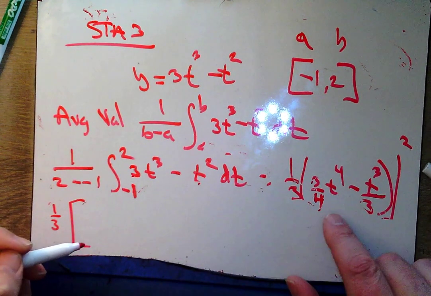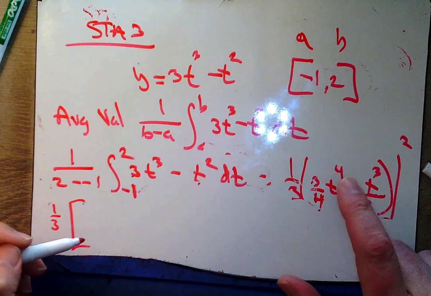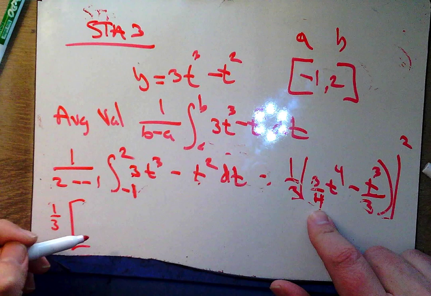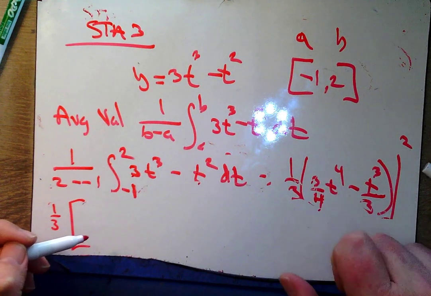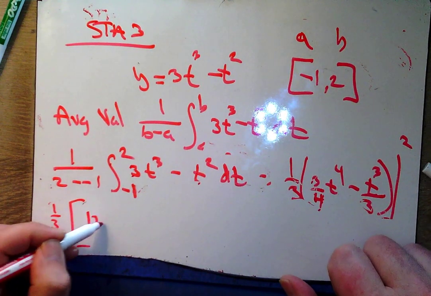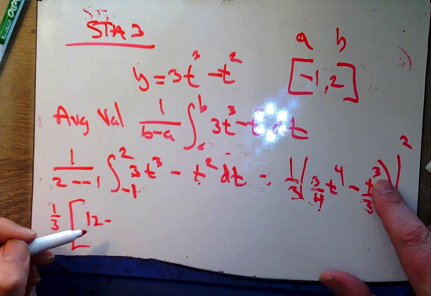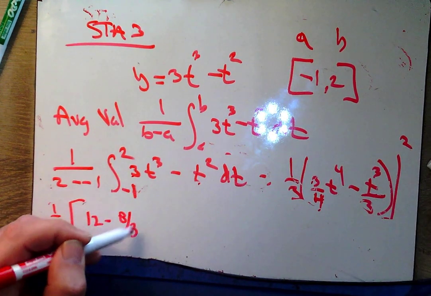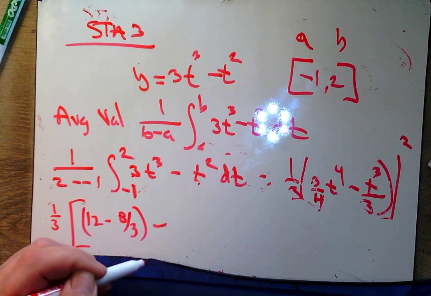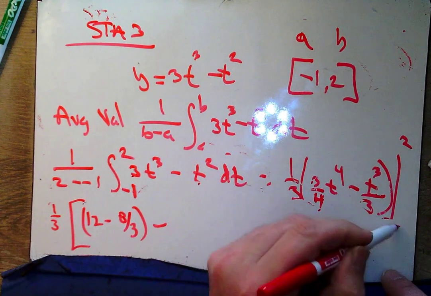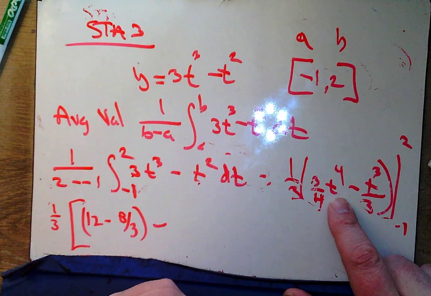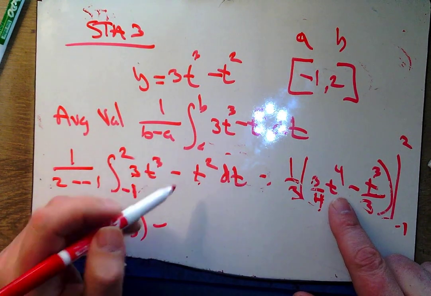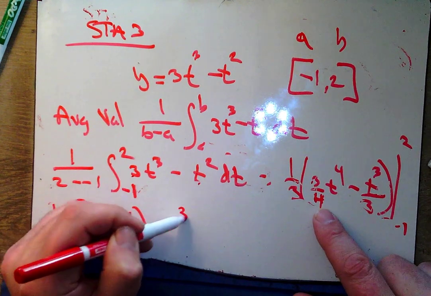So this is definitely 1/3. I plug in my 2. 2 times 2 times 2 times 2 is 16. Divided by 4 is 4 times 3 is 12. Next, plug in a 2 here. 2 times 2 times 2 is 8 over 3. Well, that stayed the same. Minus. Now I'm plugging in my -1. -1 times -1 times -1 times -1. 4 -1s is going to be +1 times 3/4.